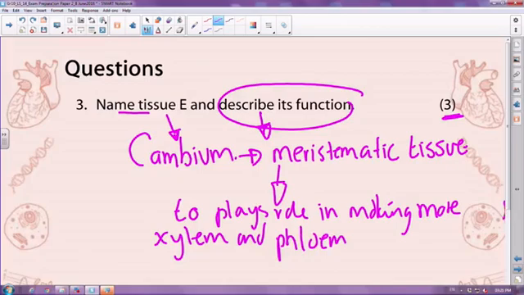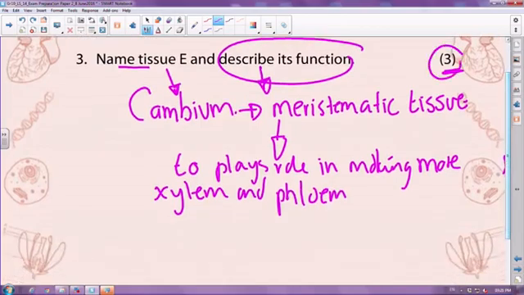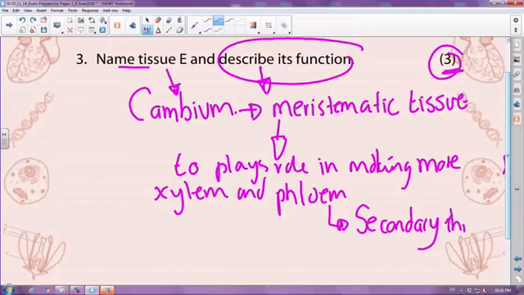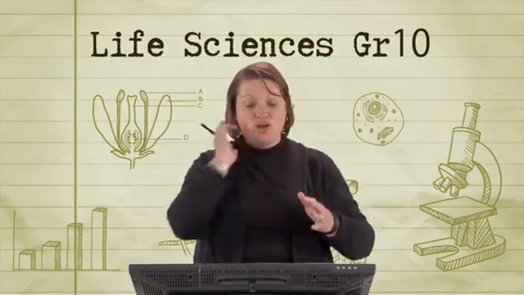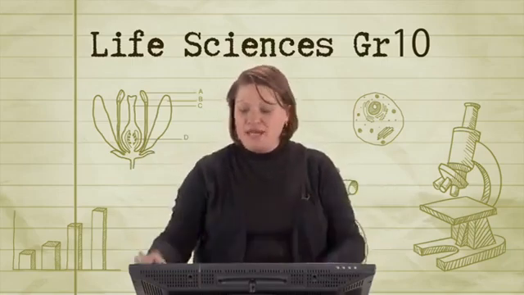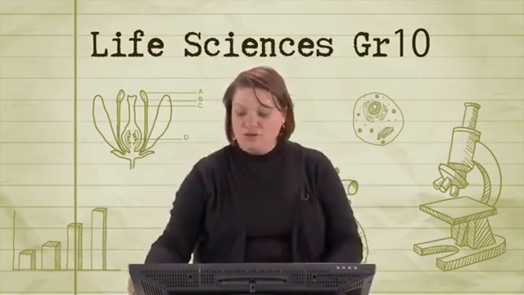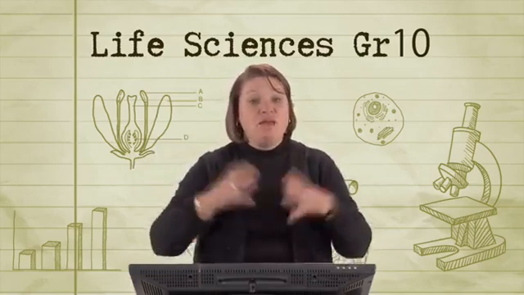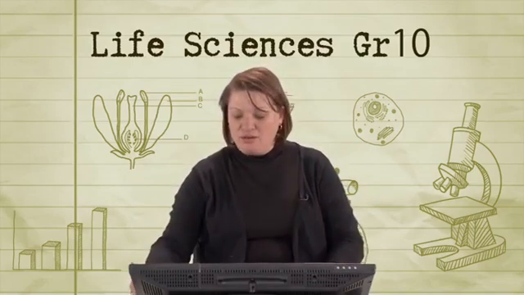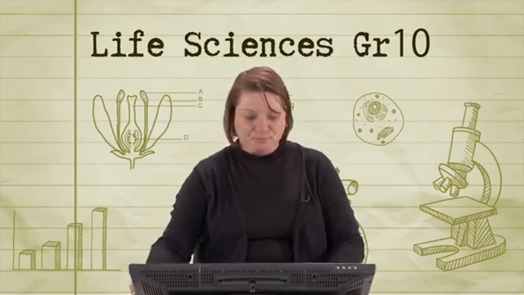Because in some plants, see, it's worth 3 marks, guys. It's 3 marks. Why do we need more xylem and phloem? Secondary thickening. Some plants grow wider, right? Remember our trees, when we looked at our annual rings, what do we see? The plants are going to grow wider, and that cambium is going to give the new xylem and the new phloem so that we can increase in diameter.